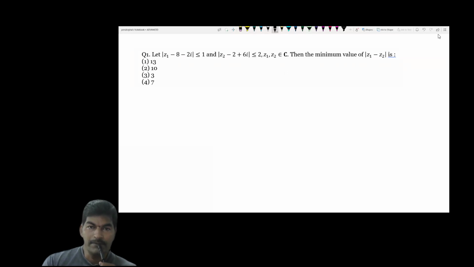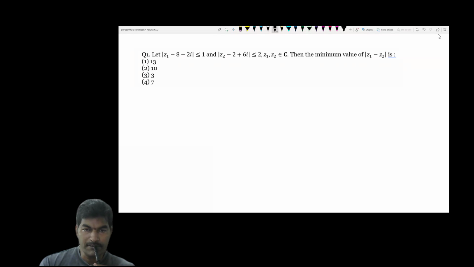Hi, hello again. So look at the present question. This was asked in the 2025 JEE entrance examination. So try to understand the problem. Here, two different complex numbers were given in a modulus format. That means they represent circles.